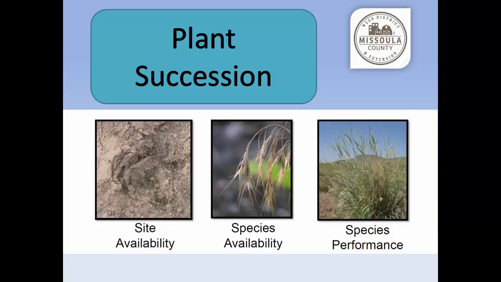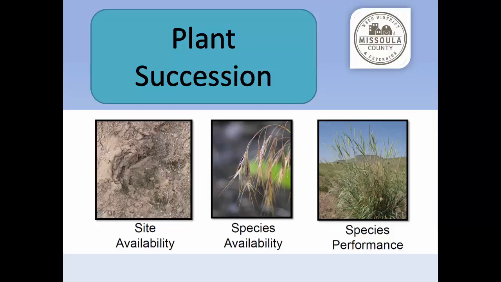And we have three causes of plant succession, okay? Site availability, species availability, and species performance. And invasive species are a result of one of these three things in disrepair. That's when we start to get our invasive species. So site availability is pretty obvious. It's an open niche. Something's going to occupy that space, right? So that is one form of plant succession.